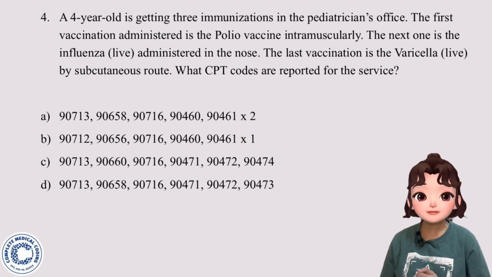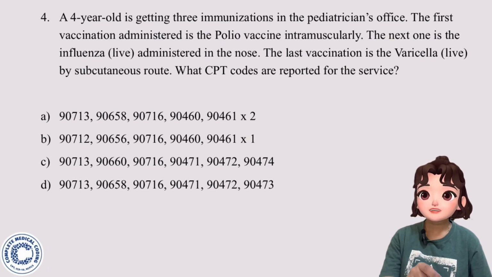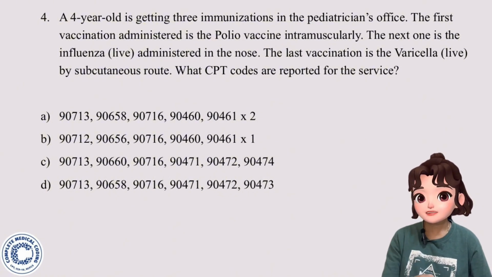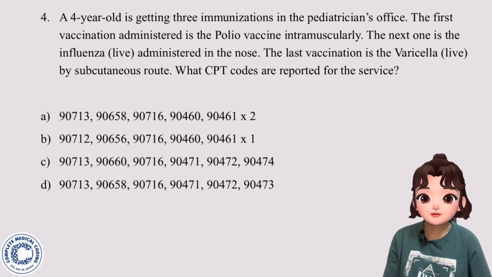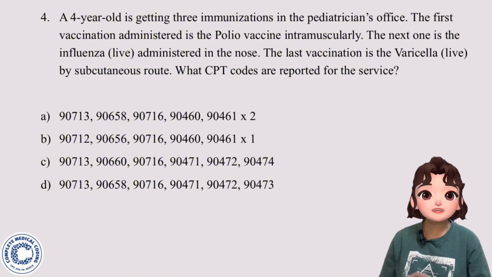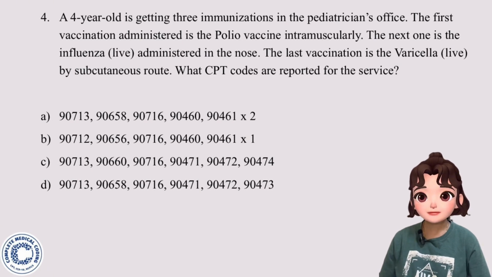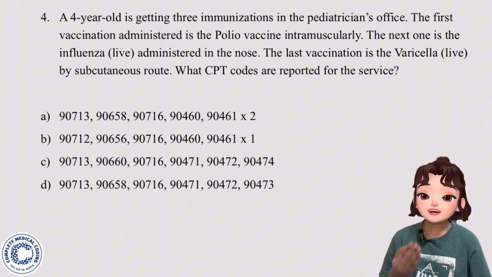Now you have to code for the route of administration. Okay, 90471, 472 and 474. Let's check what it is. 90471 is immunization administration, includes percutaneous, intradermal, subcutaneous or intramuscular, one vaccine. So you can use this for the polio vaccine admin code, one vaccine, right? So 90471. What is 90472? Each additional vaccine, it's an add-on code. So for each additional vaccine, you have to use 90472.